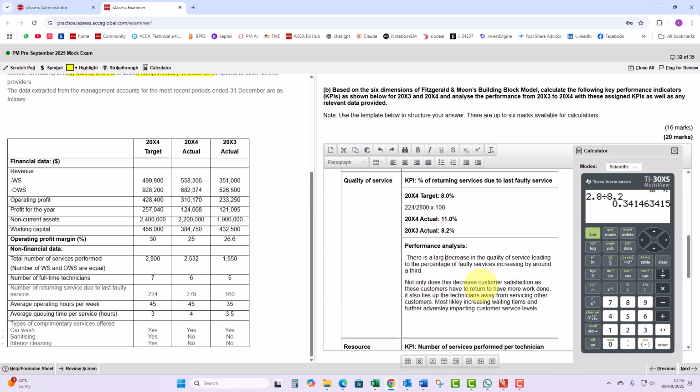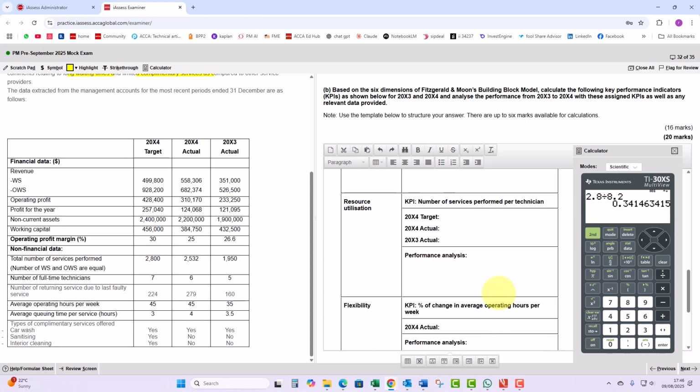Not only does this decrease customer satisfaction as these customers have to return to have more work done, it also ties up the technicians away from servicing other customers, most likely increasing waiting times and further adversely impacting customer service levels. That's definitely 1 mark. That could even be 2 marks.